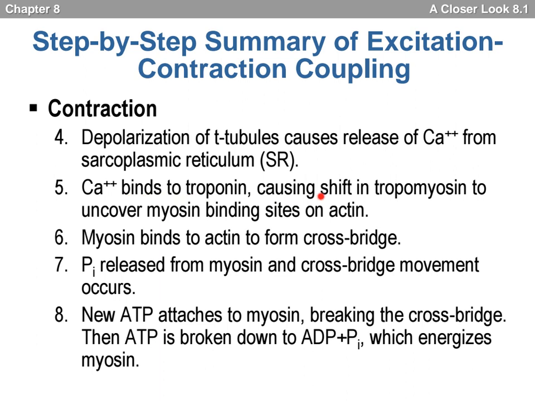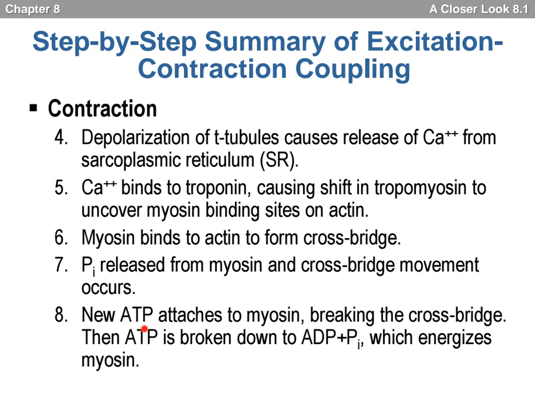Calcium binds to troponin, causing a shift in tropomyosin, which uncovers the myosin binding site on actin. The myosin binds to actin, forming a cross bridge. Inorganic phosphate is released from the myosin, and then you have the actual power stroke, which is this cross bridge movement. At that point, recall that the myosin is now stuck very tightly to the actin, and that's called a rigor state. If you don't have any ATP within the muscle, that would lead to rigor mortis, in which the muscle becomes very stiff.